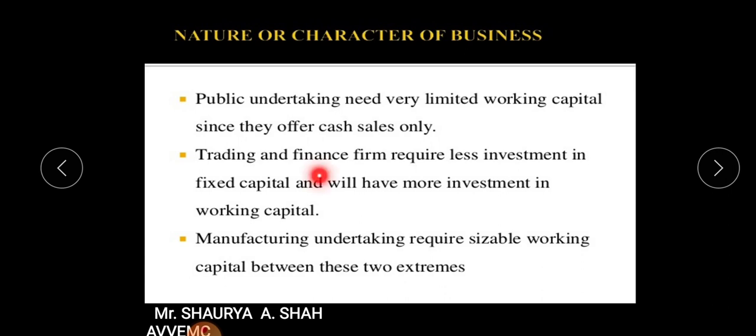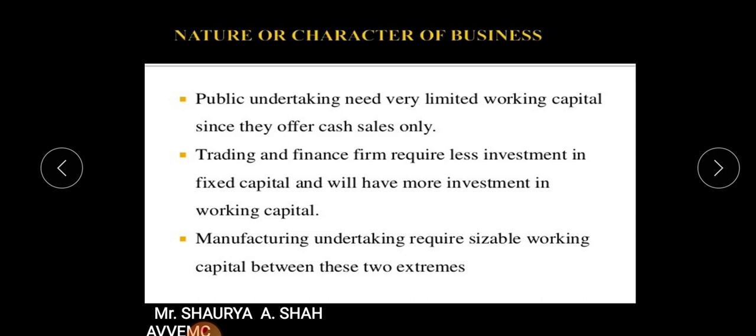Now trading and finance firms require less investment in fixed capital and have more investment in working capital. Those firms who are trading generally are not into manufacturing. For example, if you are in a manufacturing firm, you require a sizable investment of fixed capital and working capital, because you need to invest more in your machineries, factories, plants, and then you need to purchase the raw materials for converting into finished goods in sellable condition. So for all that you require an equal amount of fixed capital and working capital.